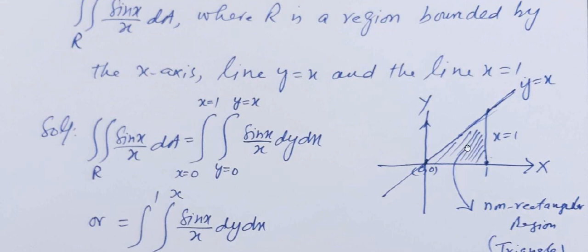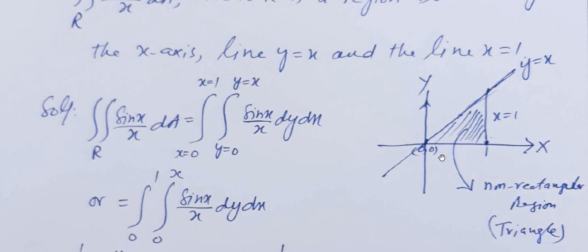Now what will be the limits in this region? If you see here, x varies from here, where x is 0. You know on the y-axis the value of x is 0. x varies from 0 to 1. And y varies from where to where? y varies from here, where y is 0. So y varies from 0 to, we will not say y varies from 0 to 1.